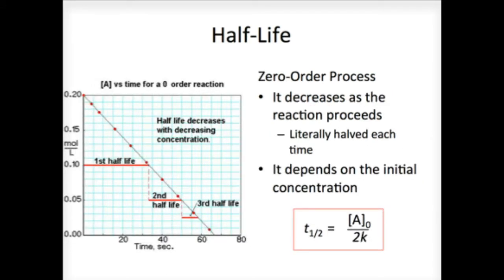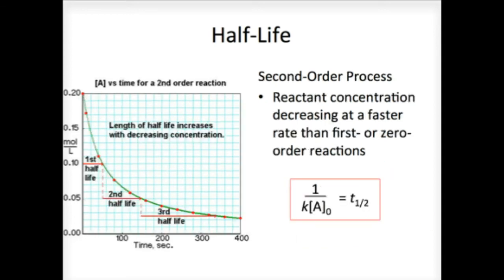Now, a zero order process actually is a little different. Notice the stepwise change in the half-life as the amount of reactant decreases. Now, the amount of reactant has no impact on the rate of the reaction, but it has an obvious effect on the half-life. And so to be able to determine the half-life for a zero order reaction, you have to have the initial concentration, and then you also need to know your rate law constant.